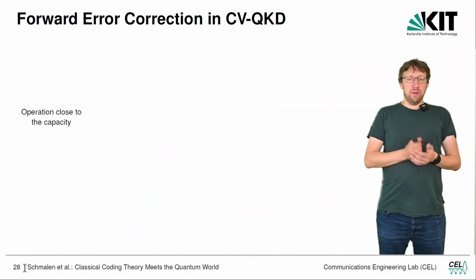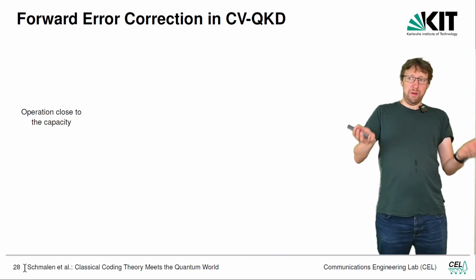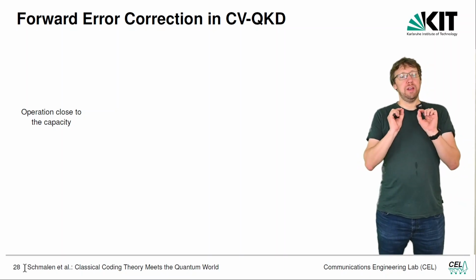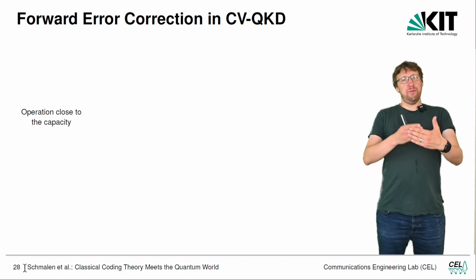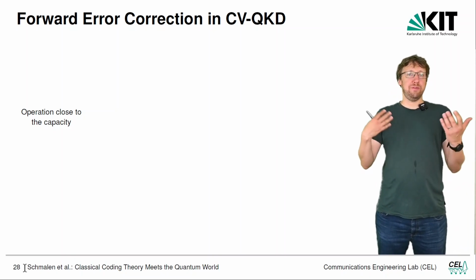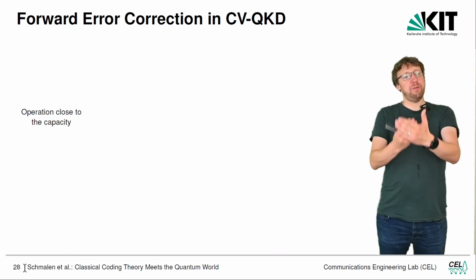So what are the challenges that we have? We could think we have a good code design, everything is nice. However, the challenge is we need to operate very, very close to capacity. If we are further away from capacity with our operating point, we essentially leak too much information to a potential eavesdropper. So we need to operate very, very close to capacity.